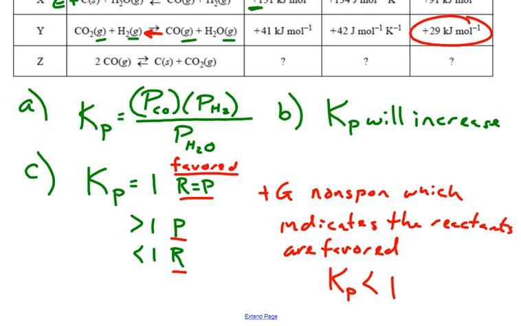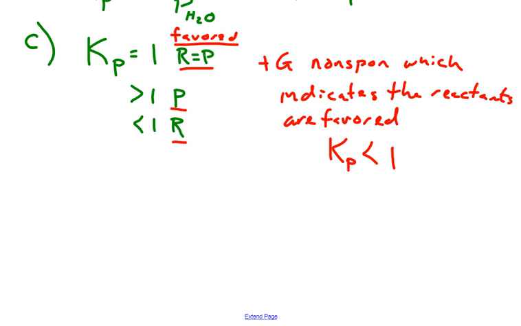What letter is this? Letter C. Positive G results in a non-spontaneous reaction under standard conditions. This favors reactants over products as equilibrium is approached starting from standard conditions, resulting in a Kp less than 1. There you go. 1 point.